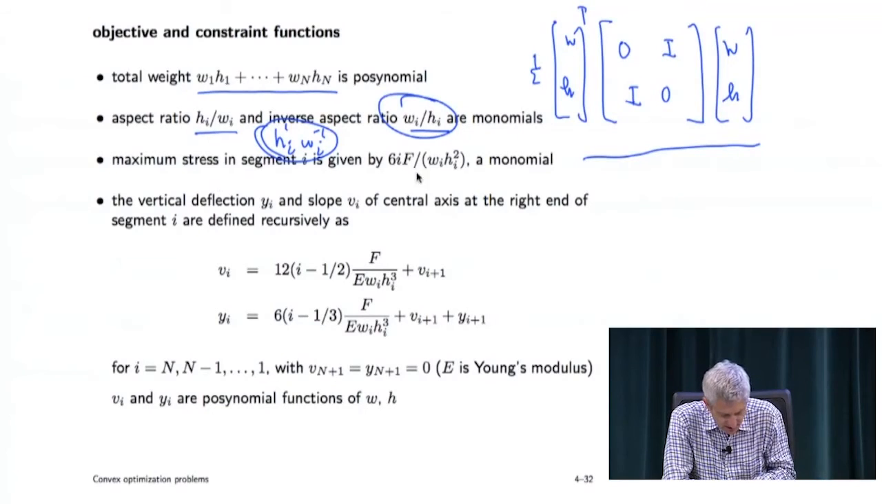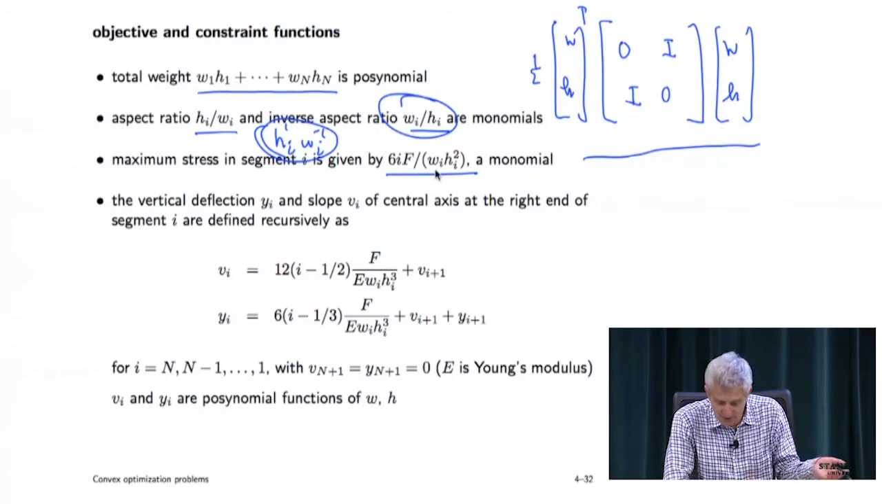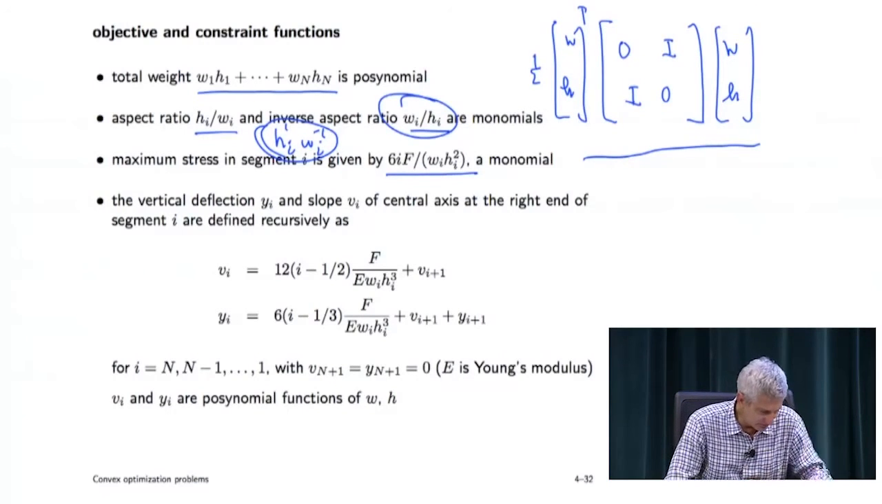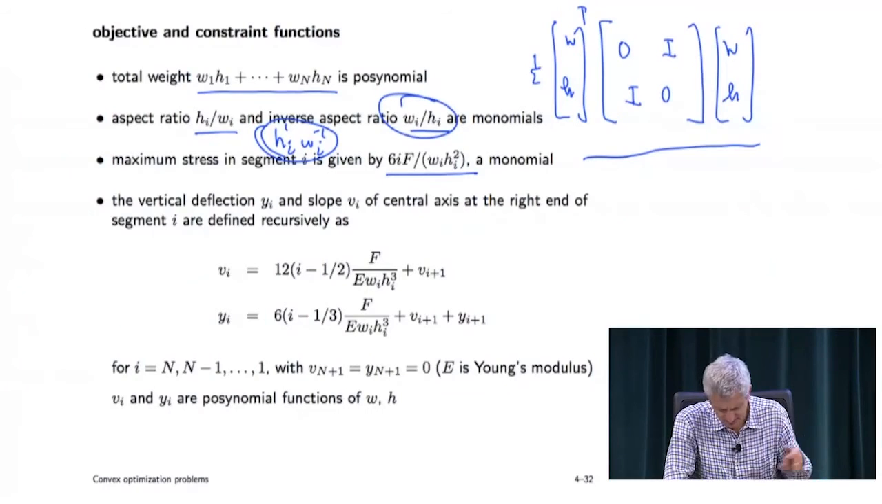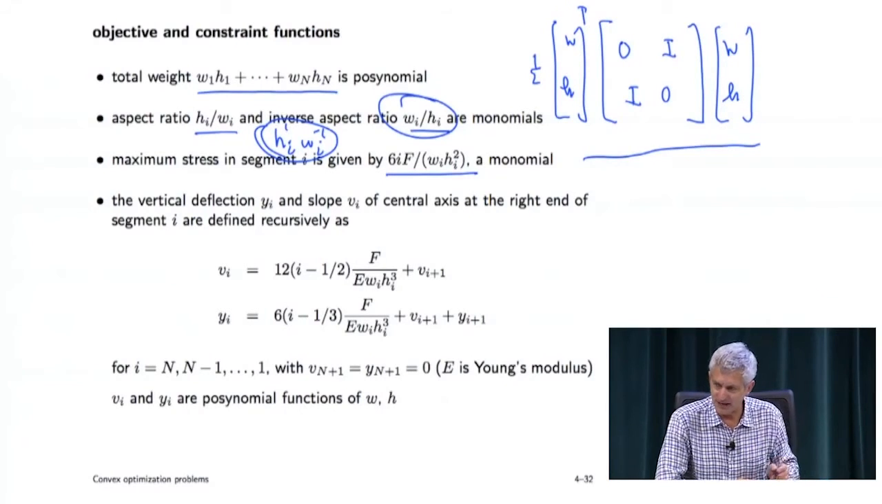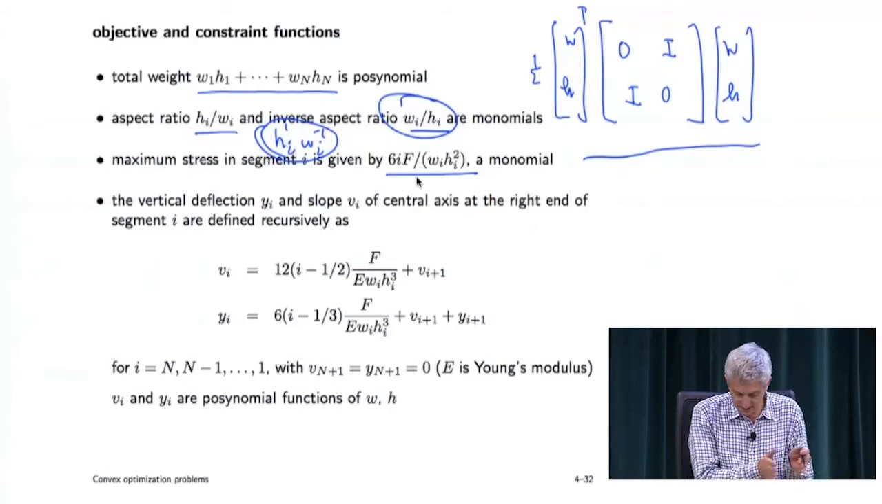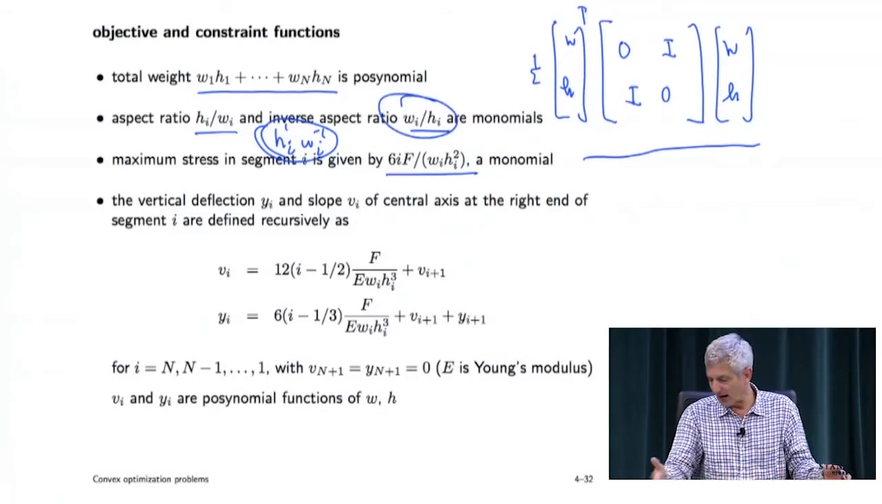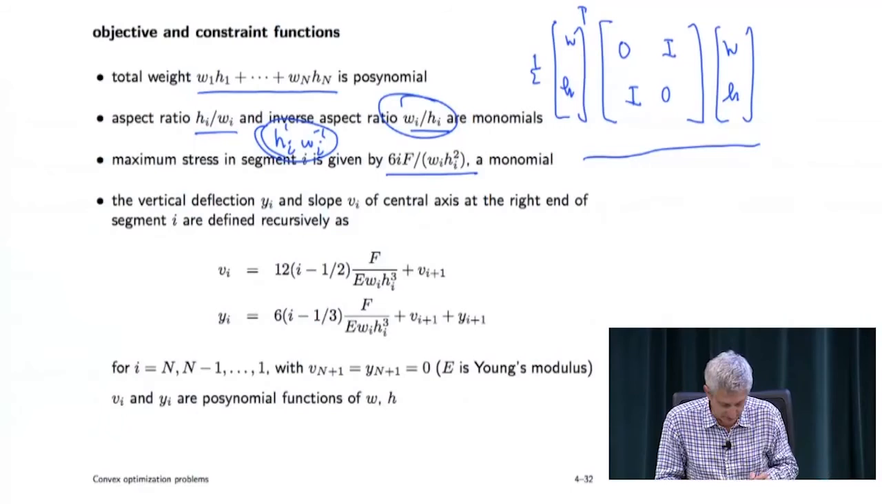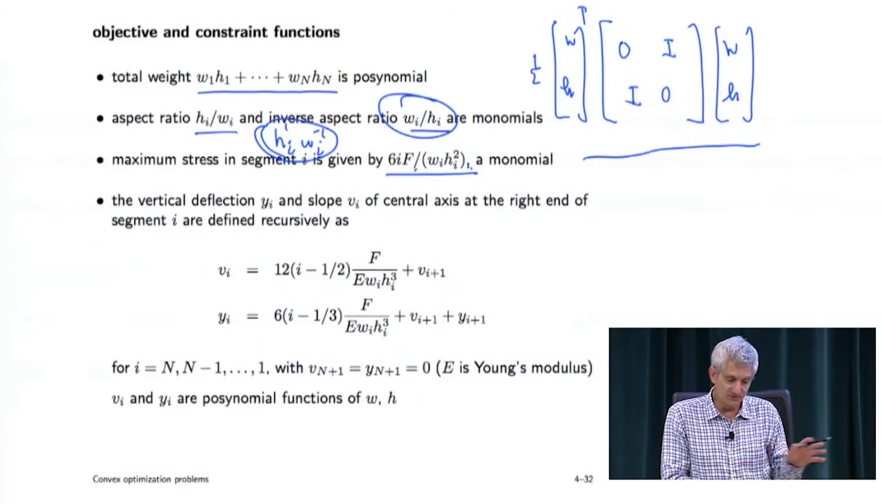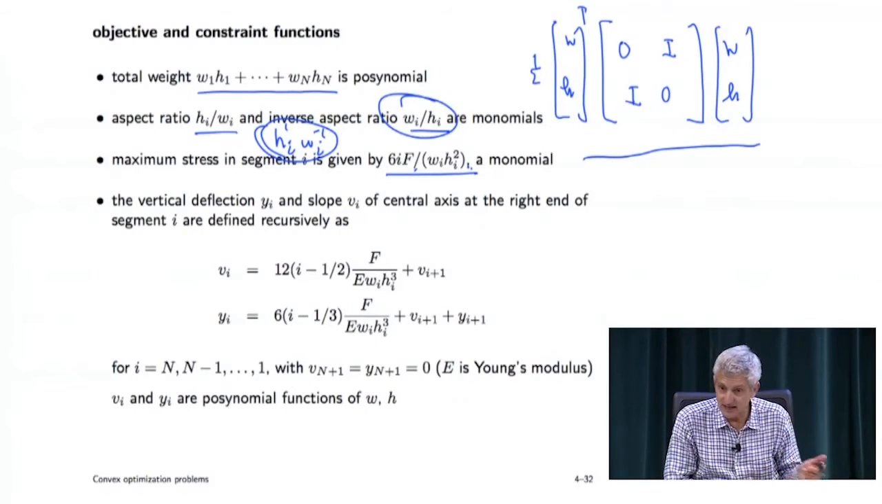Now, the maximum stress on a segment is given this way. It's 6 times i, where i is the segment number, and I'm missing some constants in here, things like Young's modulus and various other things. I'm not showing them here, and that doesn't matter. i is the section number. It basically tells you how far out the beam you are, the cantilevered beam. And it's divided by this positive constant times wi over hi squared. That's a monomial, right? So if I want to limit the maximum stress, that is absolutely a monomial function.